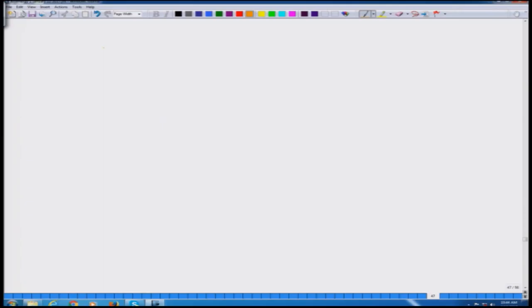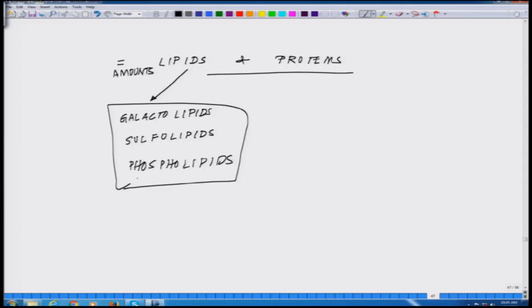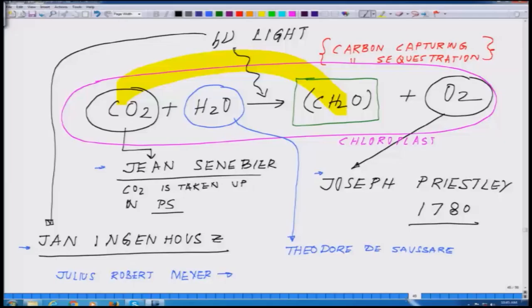Okay. So, this is the overall architecture which I want you to keep in mind. And if you want to know the composition of it, the composition is something like this. They have nearly equal amounts of lipids and proteins. And most of the lipids, the total lipids, are galactolipids, sulfolipids, and phospholipids. These are the different kinds of lipids which are present there.